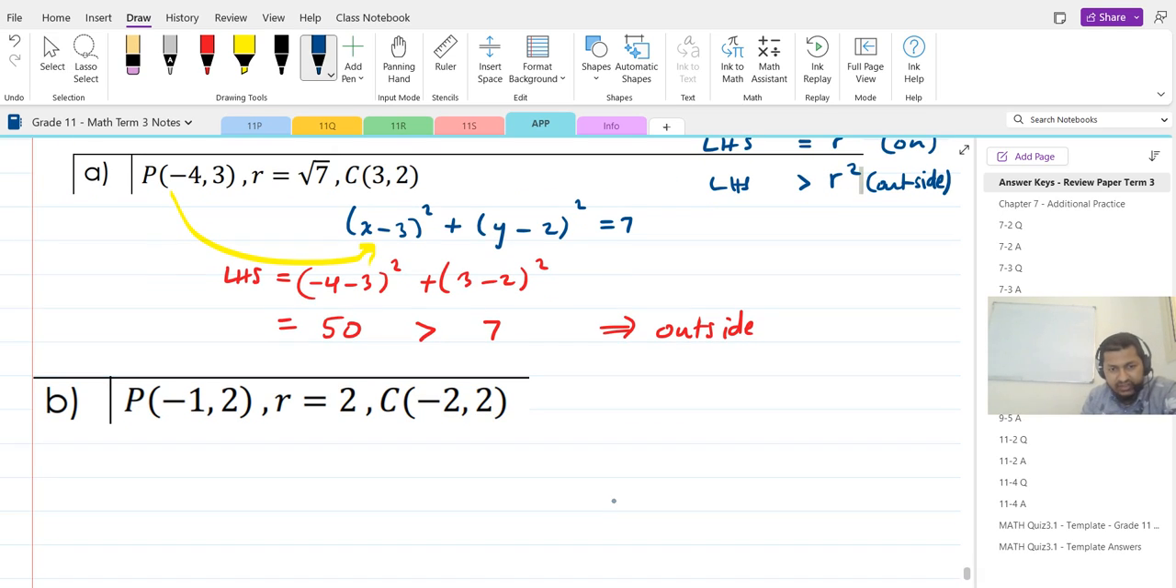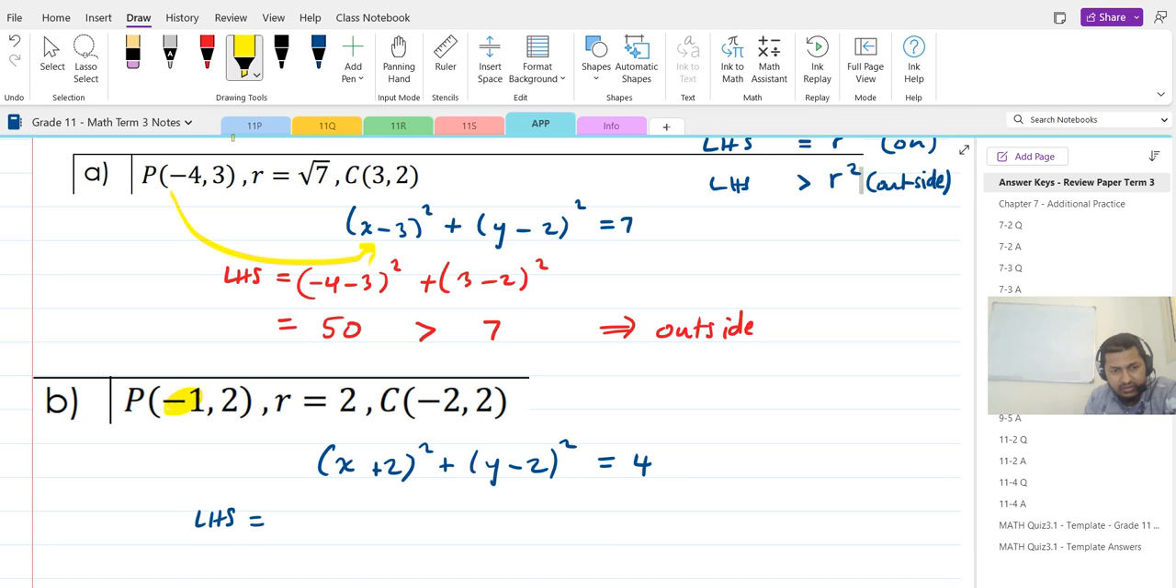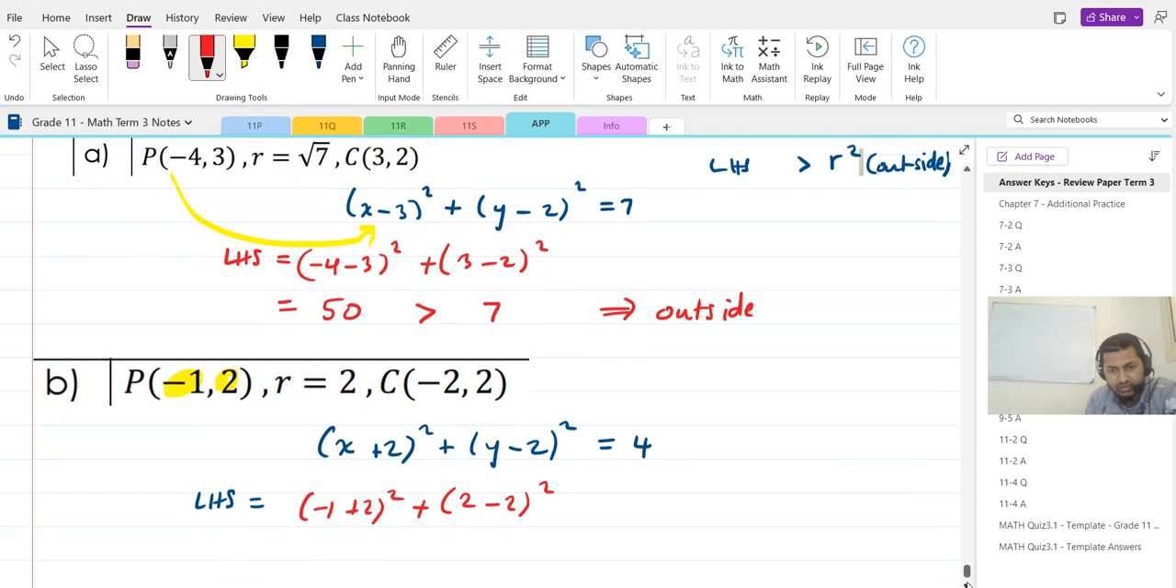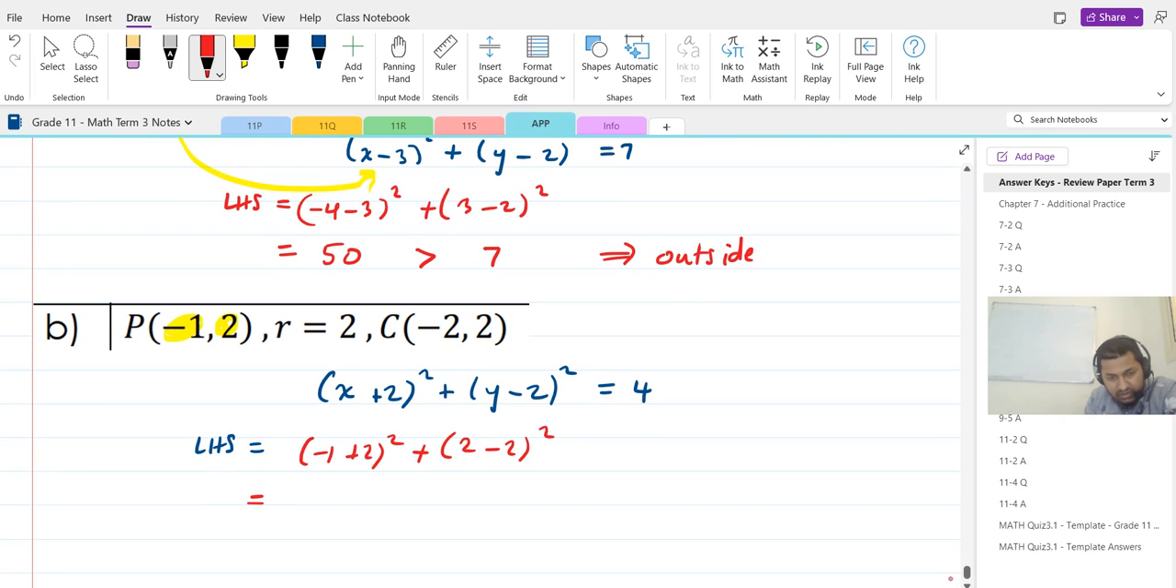To find the equation of the circle we have x plus 2 squared plus y minus 2 squared equals r squared, which is 4. Now the left hand side we are going to substitute the point x and y inside here. So we will have negative 1 plus 2 squared plus 2 minus 2 squared, which is 1. It's just 1, which is less than 4, so it lies inside.